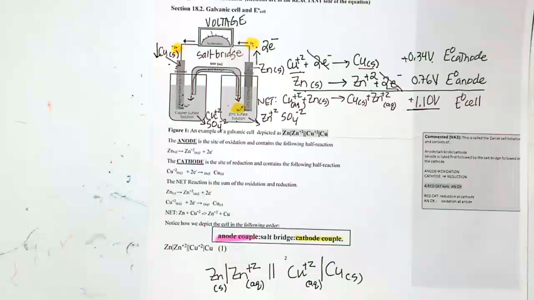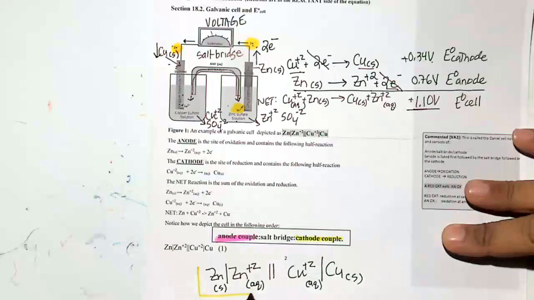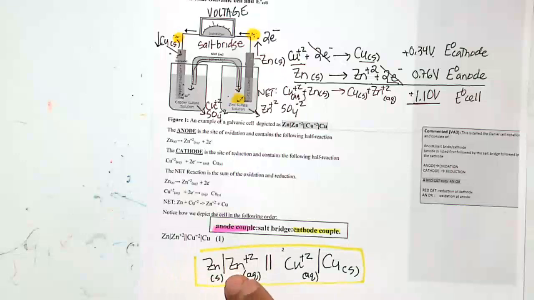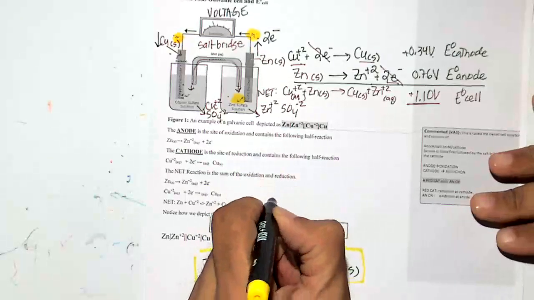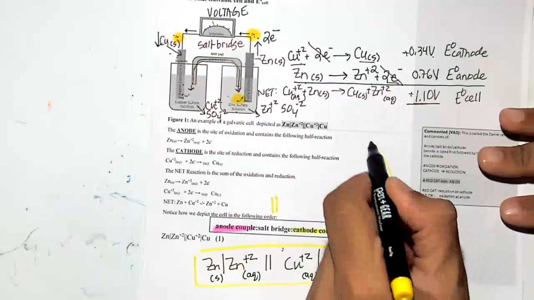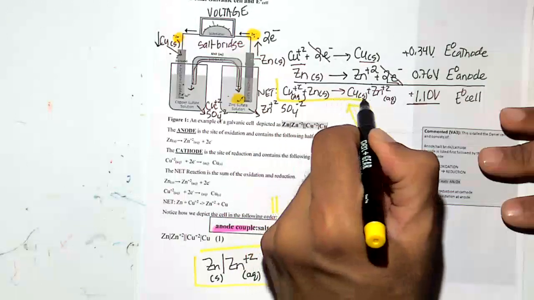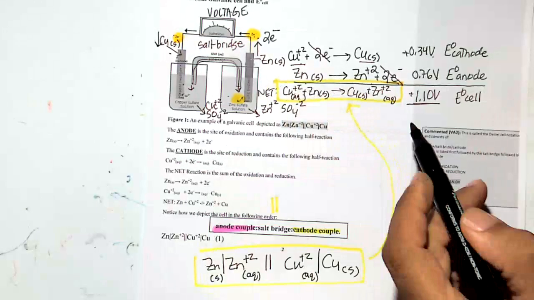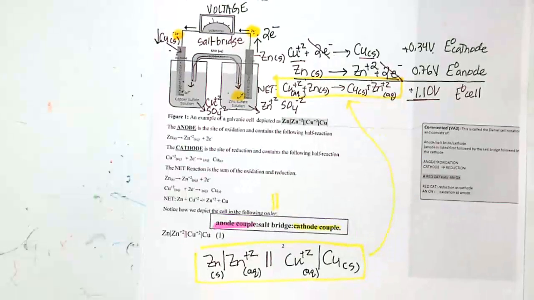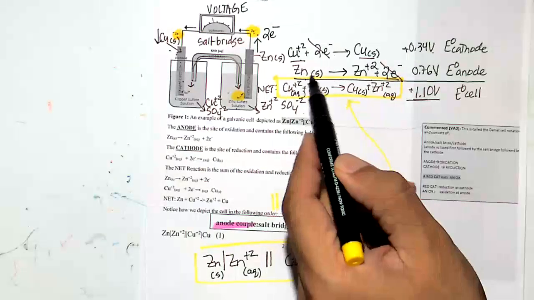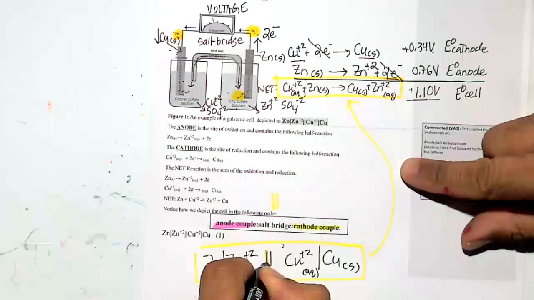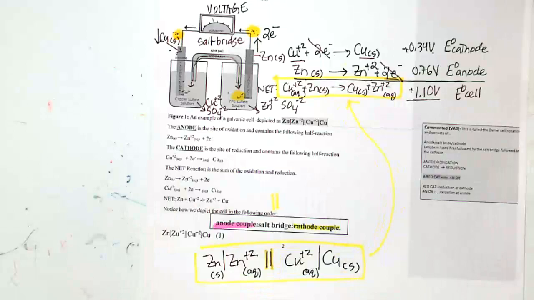So what I want to convince you is that this zinc going to zinc plus 2, salt bridge, the 2 lines is a salt bridge, copper plus 2 to copper, is the exact same thing as this reaction. So on an exam, if I give you this, you should be able to write that. If I give you that, you should be able to write this. The anode is where oxidation happens, and the cathode is where reduction happens. The 2 lines, once again, represent a salt bridge.